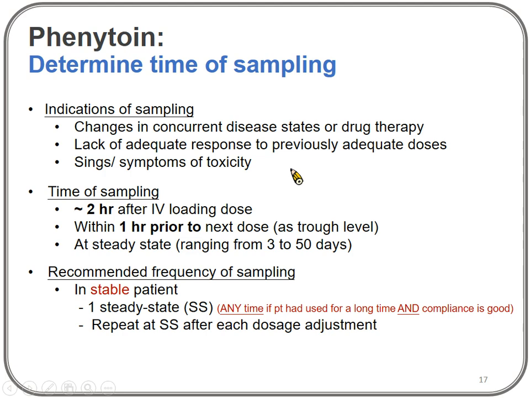after each dosage adjustment. But for an unstable patient, especially one just starting the first use of phenytoin after the loading dose, we would normally start the first check of the maintenance trough level on the 3rd to 4th day, and then weekly after.